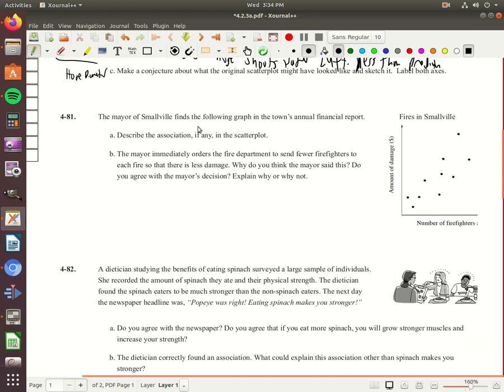So the mayor of Smallville finds the following graph in the town's annual financial report. Describe the association, if any, in the scatter plot. Well, it's positive, I would say. The more firefighters, the more money and damage that is done.